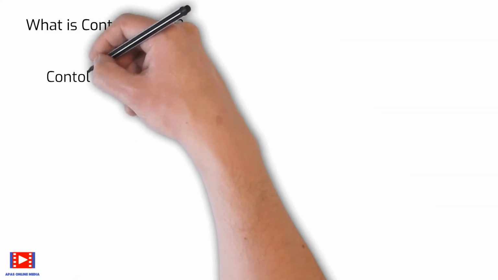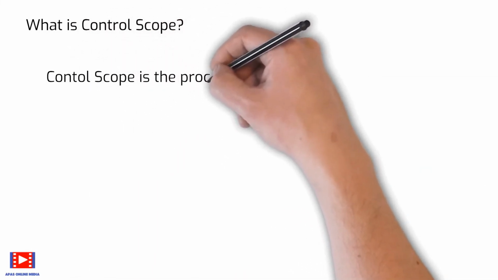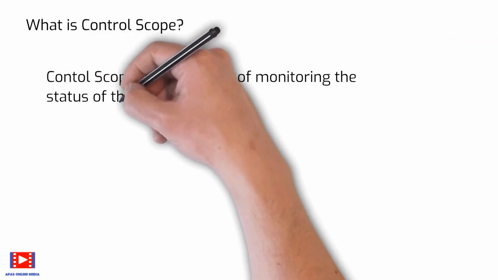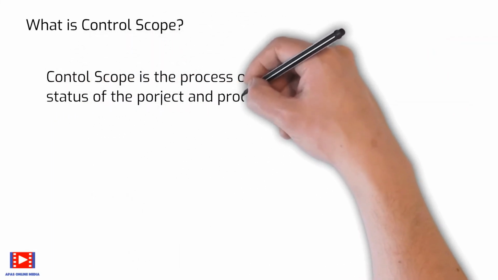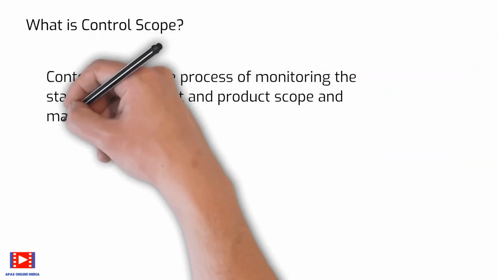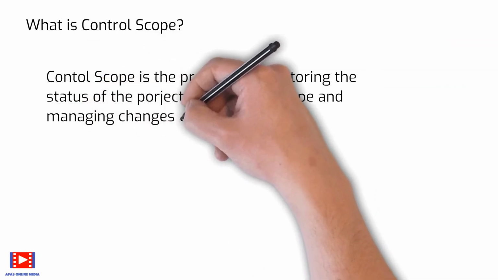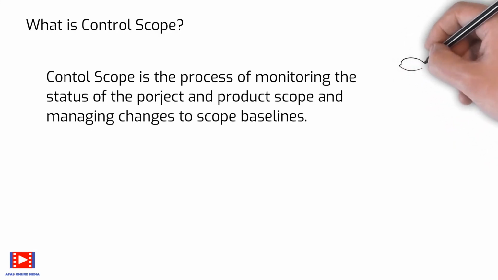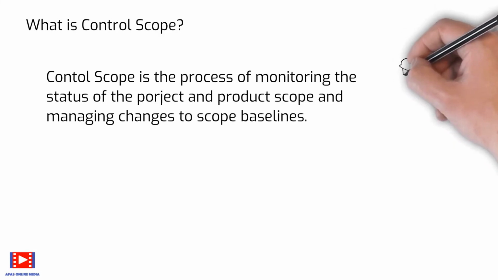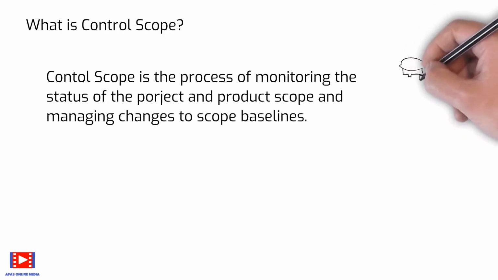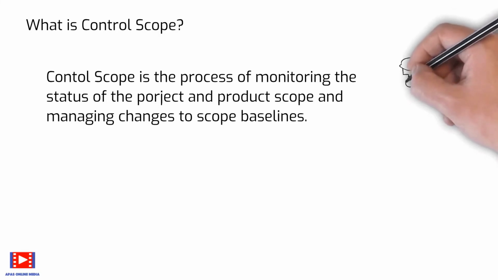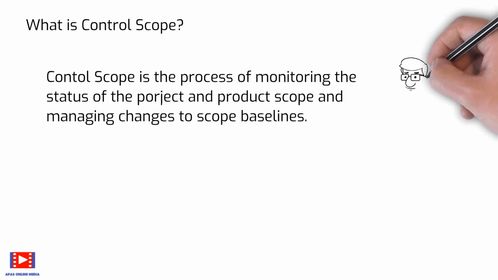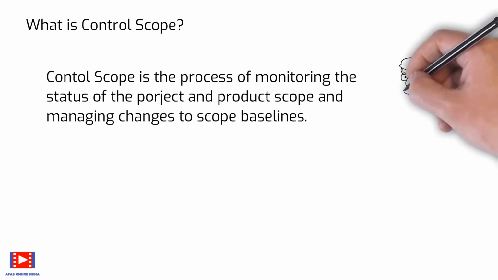What is control scope? Control scope is the process of monitoring the status of the project and product scope and managing changes to scope baselines. The key benefit of this process is that it allows the scope baseline to be maintained throughout the project.